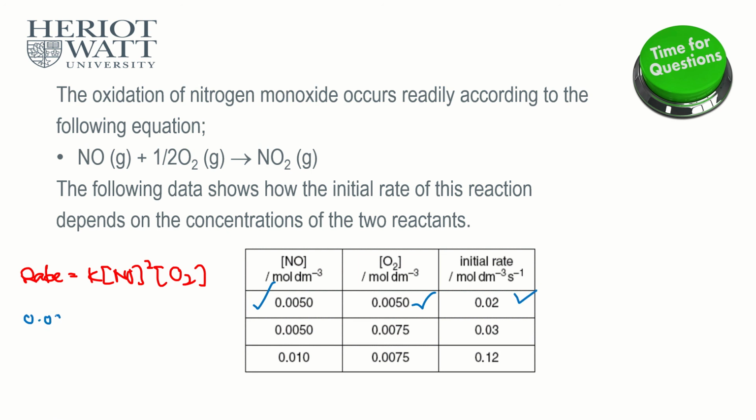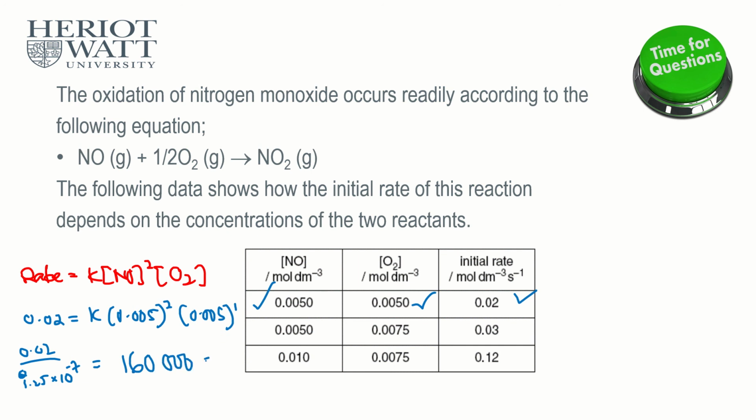So rate is 0.02 equals K. Concentration of NO is 0.005 squared, and 0.005 power 1. All right. From here, I guess we can get the answer. Let's check it out. 0.005 squared multiplied with 0.005, which is 0.005 cubed, 1.25 times 10 to the power of -7, so small. So 0.02 divided by the answer, you get this. K is usually a big number, so 160,000, that equals your K. Okay, so that's your K value.